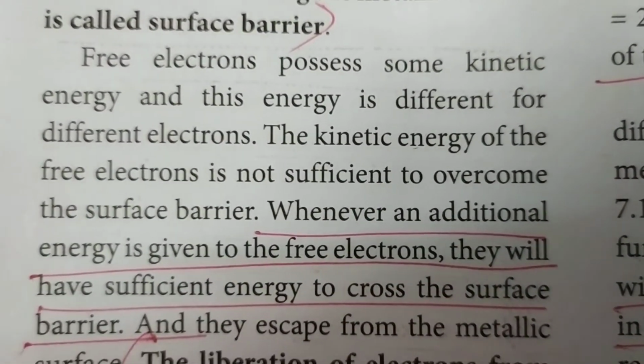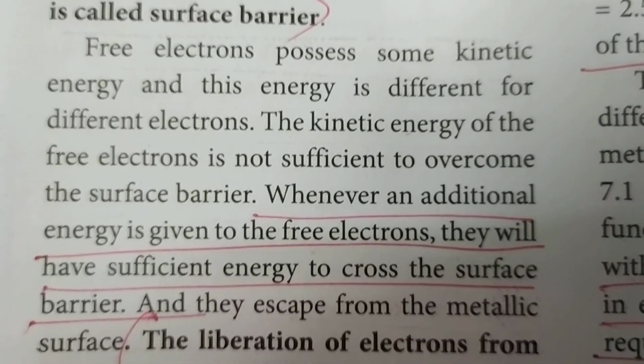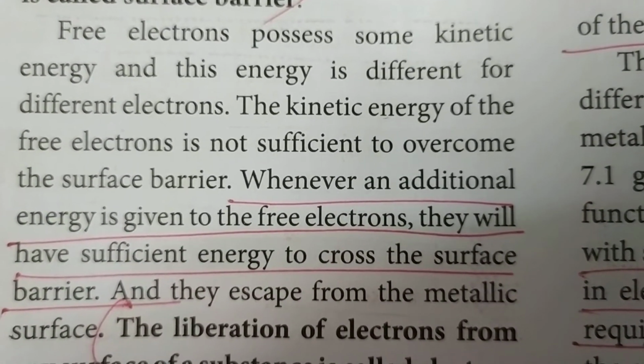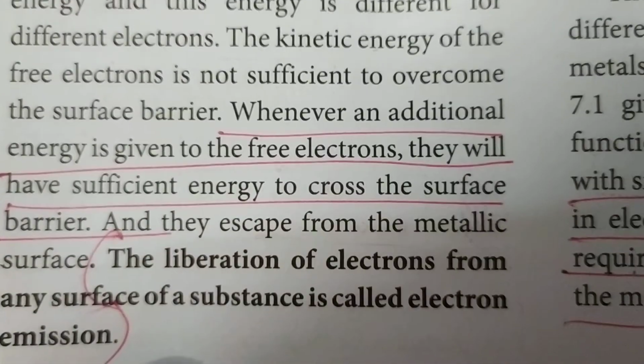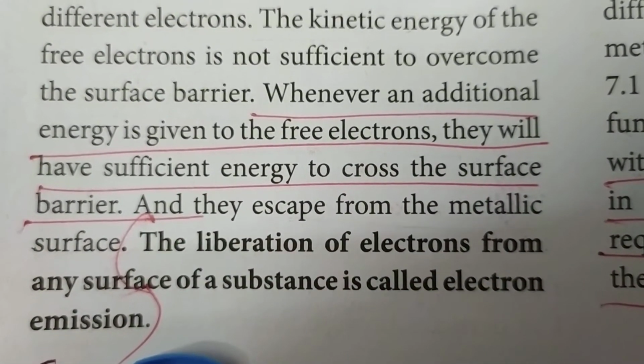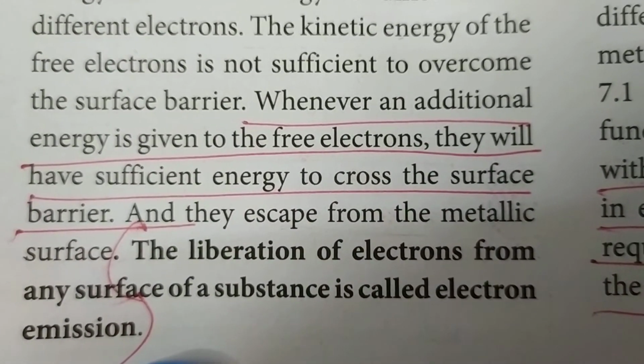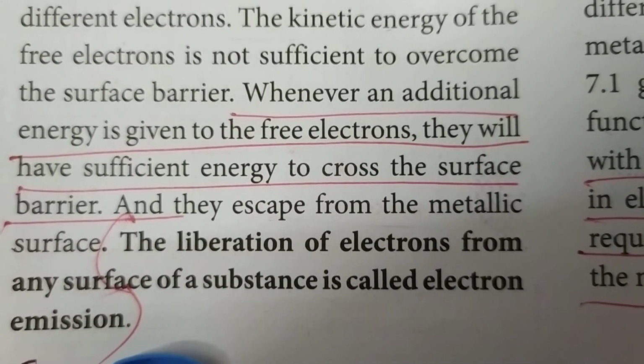Whenever some additional energy is given to the free electrons, they will have sufficient energy to cross the surface barrier. This liberation of electrons from the surface of a substance is called electron emission. So the electrons are emitted if you give some energy.